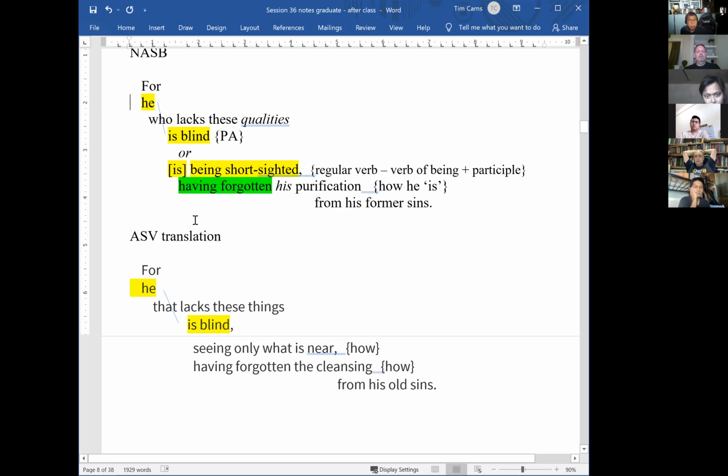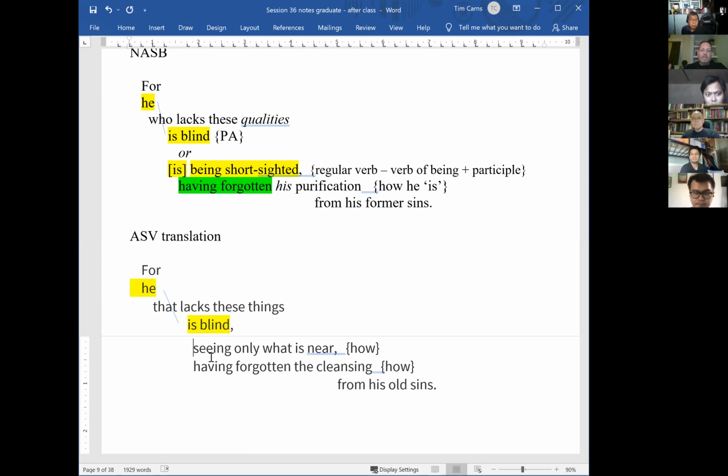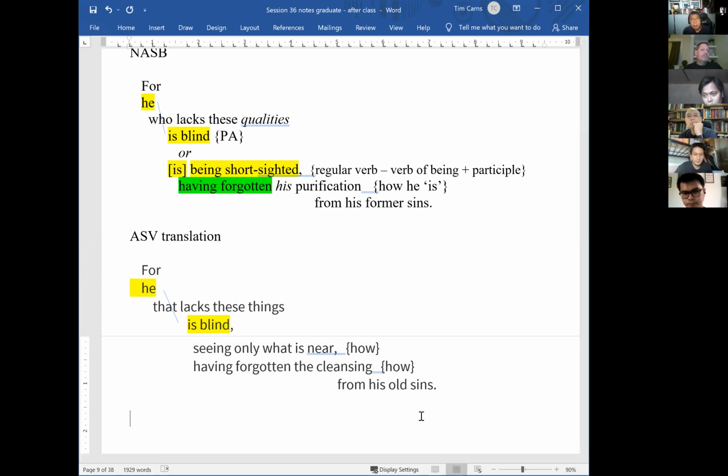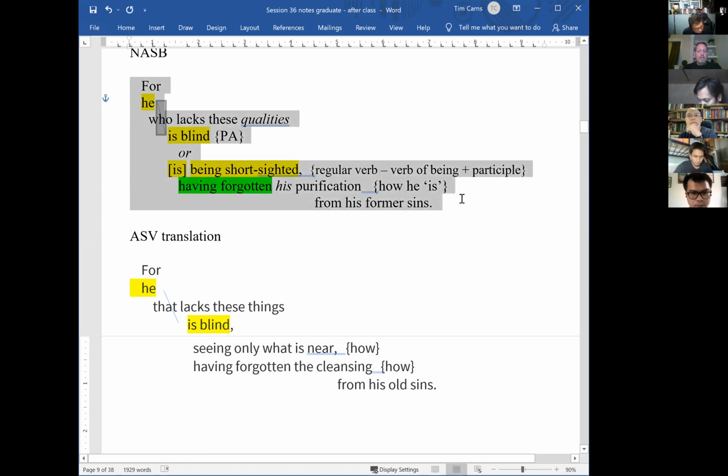This translation has changed what's modifying what in this case. You guys see the difference? This is why we're doing this. Now it is subtle. I don't think you're going to be a heretic if you go with the ASV translation. But there is a slight difference, and that difference will affect how you understand what Peter's saying here and what he's emphasizing.